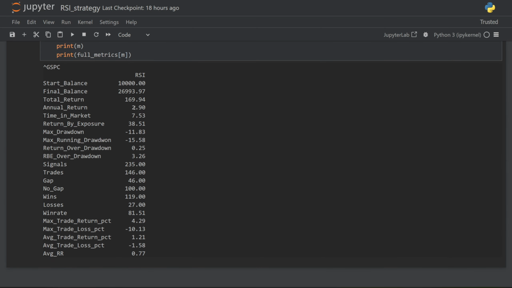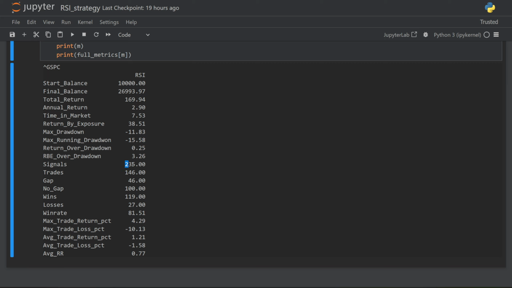The annualized return is 2.9%, which isn't really that great when you consider what you can get from just a buy and hold in the S&P 500, but the time in the market is very low. So this is a very selective strategy and it doesn't take many trades, but the trades that it does take are quite high quality with a good probability. So when I take my returns and divide it by the time in the market, my return by exposure is actually really good. The drawdown also isn't too bad. The maximum is just about 12%. I also track the running drawdown. This is the maximum drawdown while a trade is open.